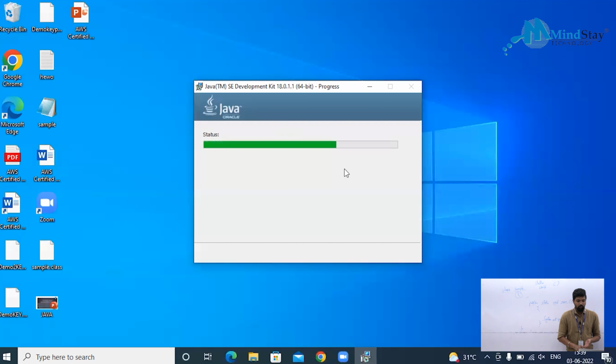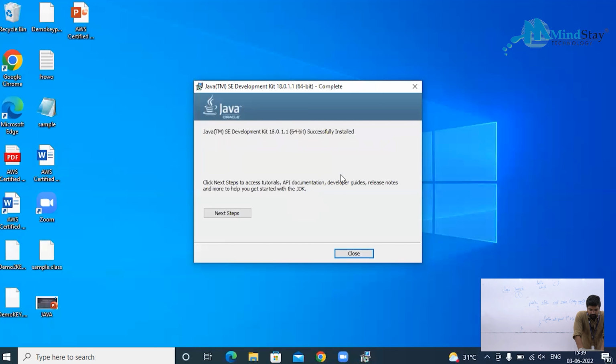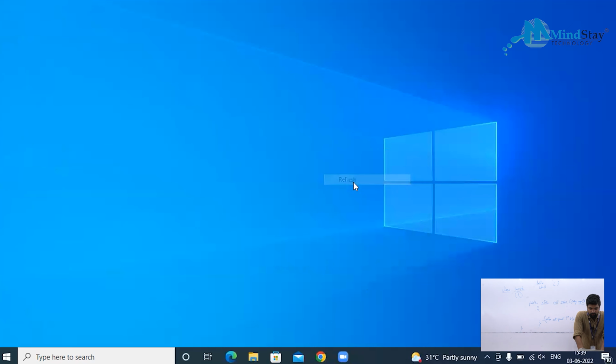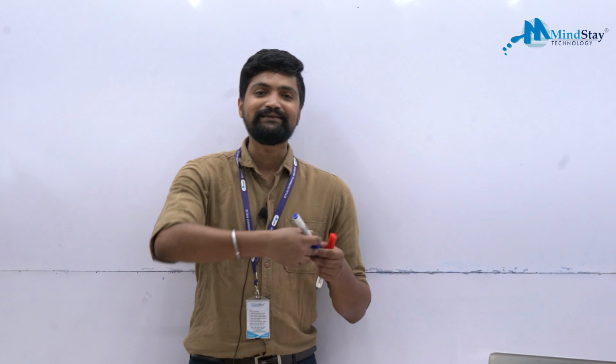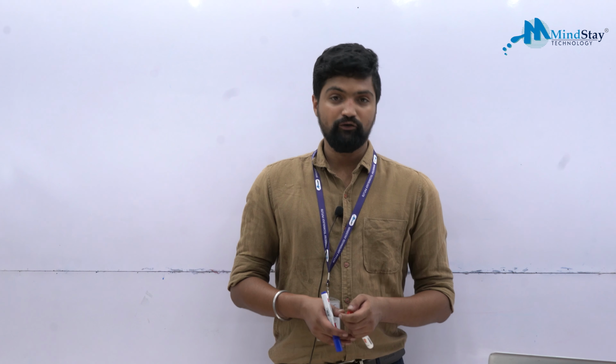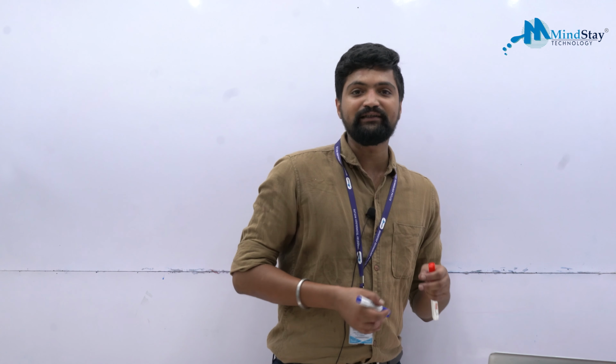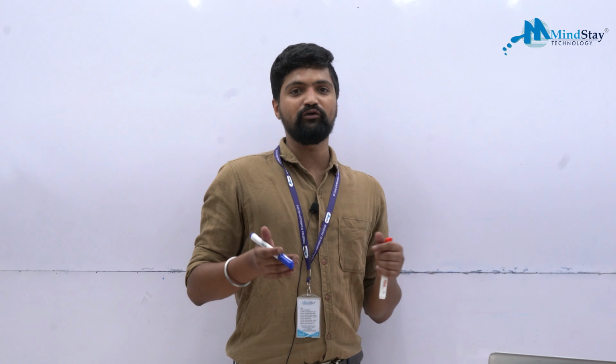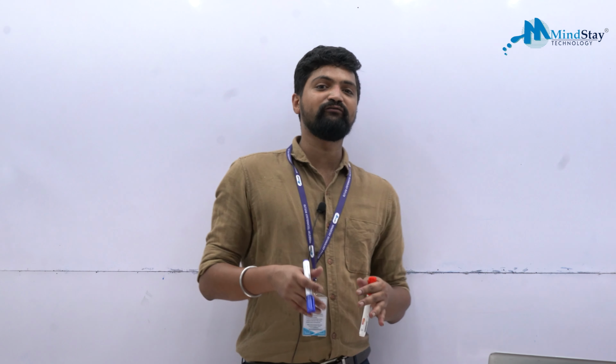Once it is done, I will tell you how you can set the path. Now it's almost successfully installed, so I'll close this, and yes, we are good to go. Now, when I say that our JDK has been installed, you still will not be able to access it directly. You might ask me why. Because you sometimes have to set the path. Sometimes by default your system sets the path, but sometimes you have to do that manually.